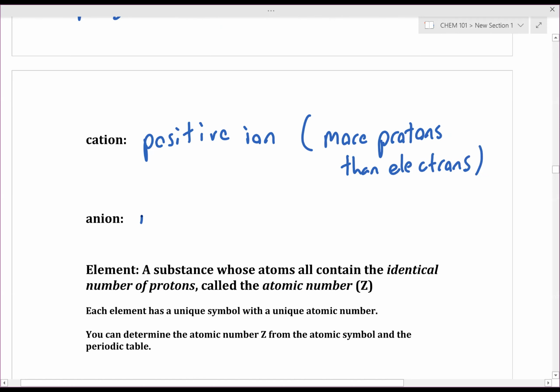An anion has a negative charge. It's a negative ion. So would we expect to have more negative electrons or more positive protons? Yep. So we have more electrons than protons.